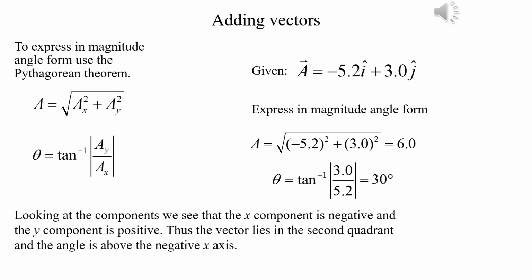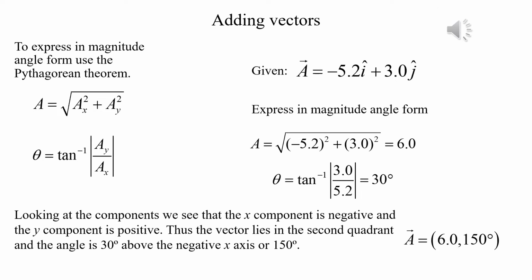Now I could leave it at that, but the convention is to reference angles counterclockwise from the positive x-axis. So to get the actual angle from the positive x-axis, I would take 180 degrees and subtract 30 from that. So following convention, I know my vector is in the second quadrant and is 30 degrees above the negative x-axis, so I take 180 minus 30 and I get 150.